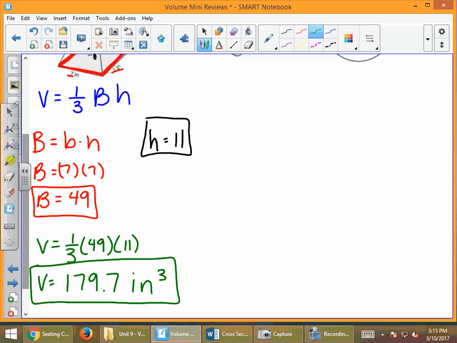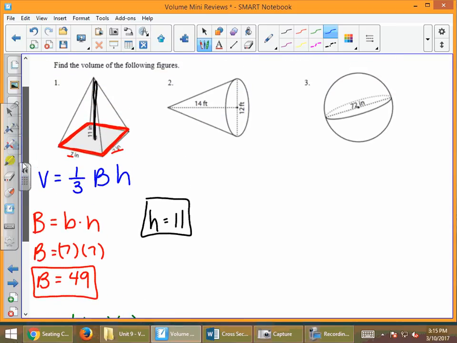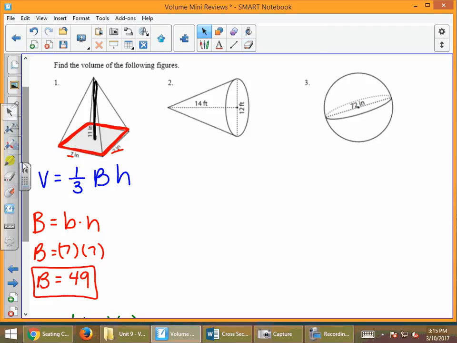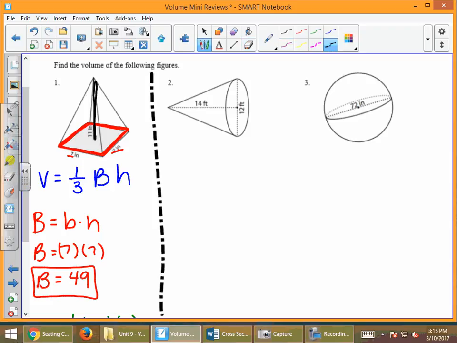Go ahead if you need to pause. We're going to move on to number 2. I'm going to erase a little bit of number 1 so we have room. So again, if you need to pause it before I erase. 1, 2, 3. Okay, so look at number 2.